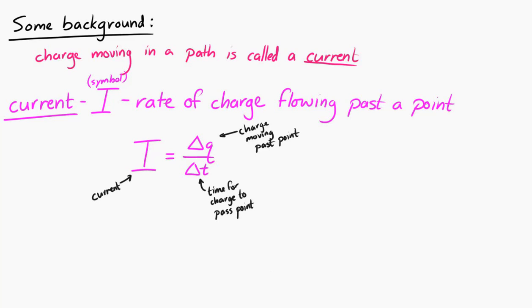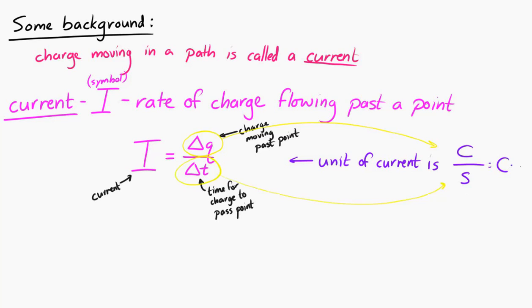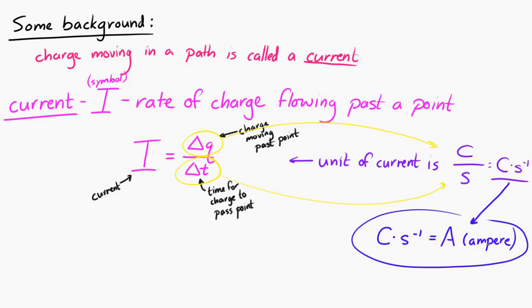And now we can kind of see what the unit of current would be. Current is delta Q over delta T. That's charge divided by time, so coulombs divided by seconds. So the unit of current is a coulomb per second. Turns out a coulomb per second is equal to an ampere, which is represented with a capital A. Now an ampere, if you remember, is one of the fundamental SI units. So here we're seeing it in practice.